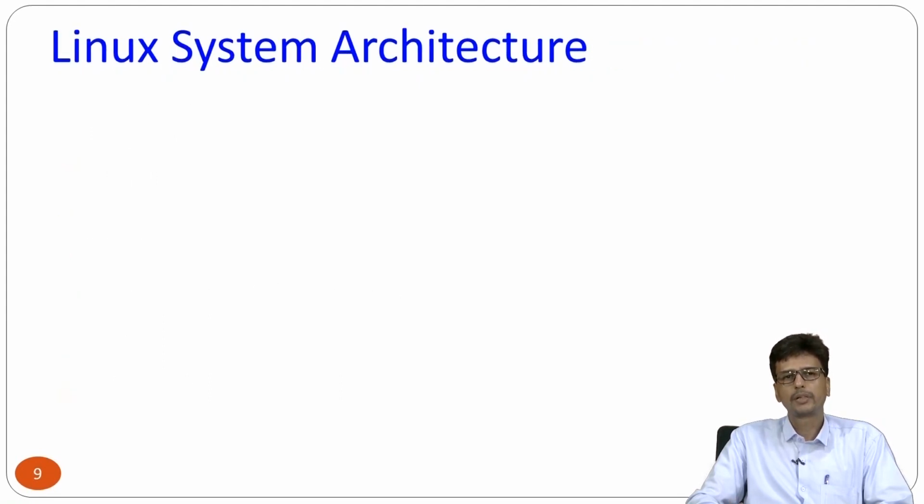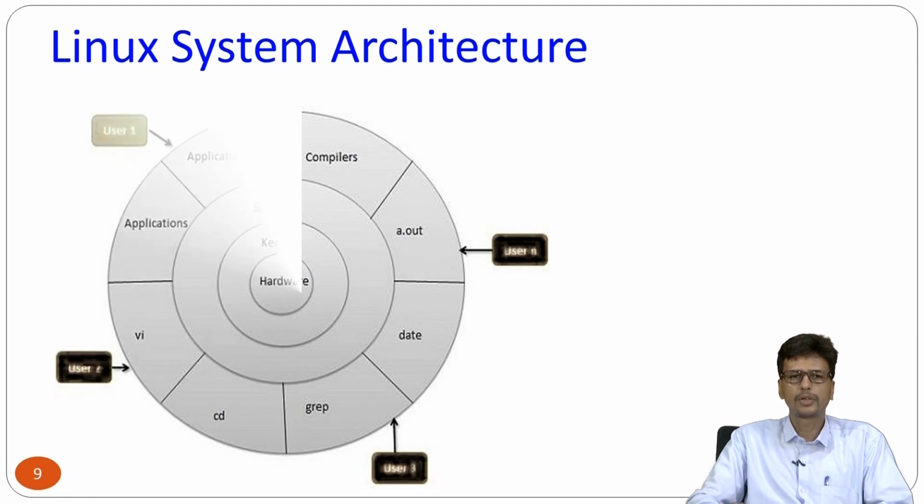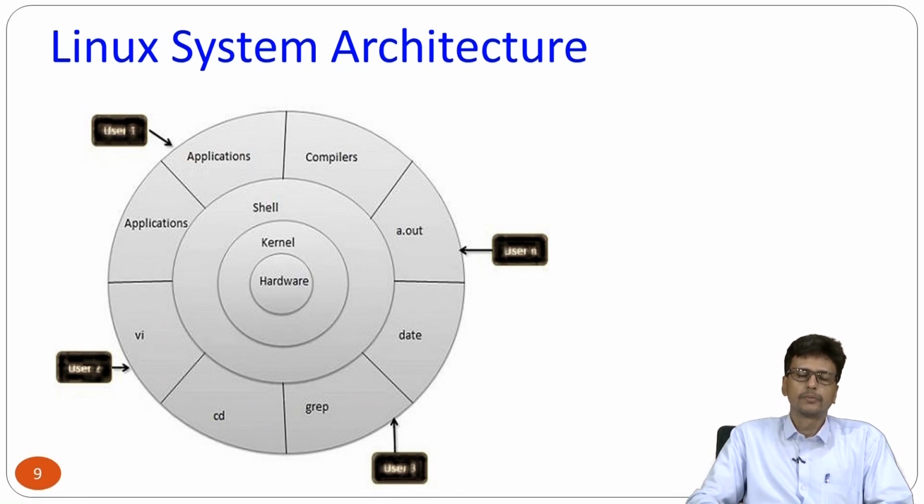Now we are moving to the Linux system architecture. Each and every operating system has its predefined architecture. In the same way, Linux has its own architecture. You can see here in the figure, basically multiple layers are there. If you want to use any command, any application, or run any software on the hardware or the system, these are the layers that divide the multiple tasks.